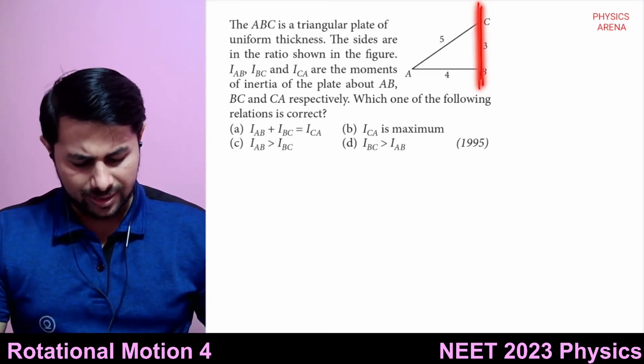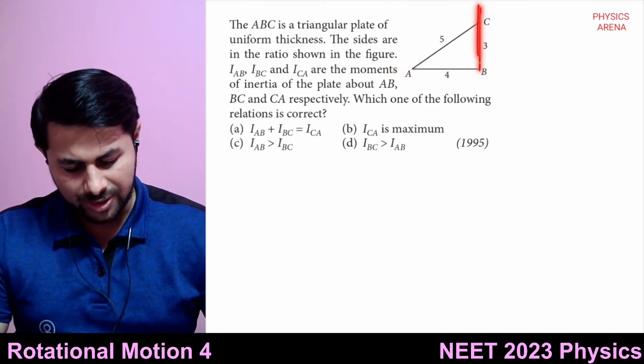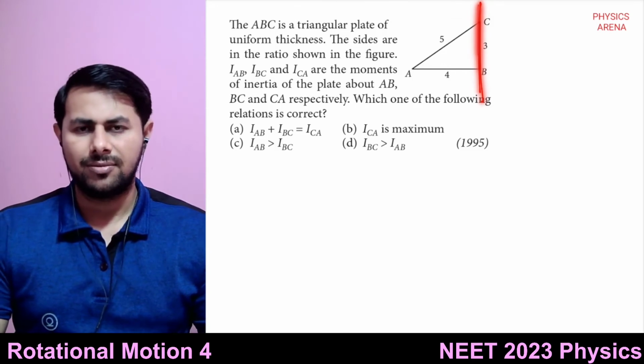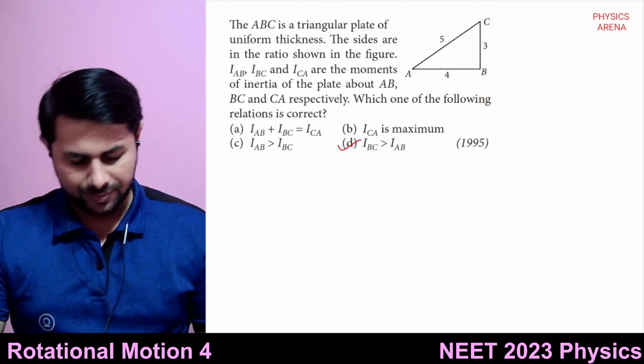So IBC is greater than IAB because mass is at maximum distance from this axis BC. Okay, so this one is correct. Option D is the answer.